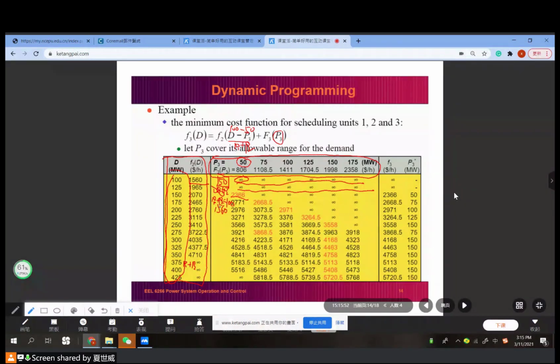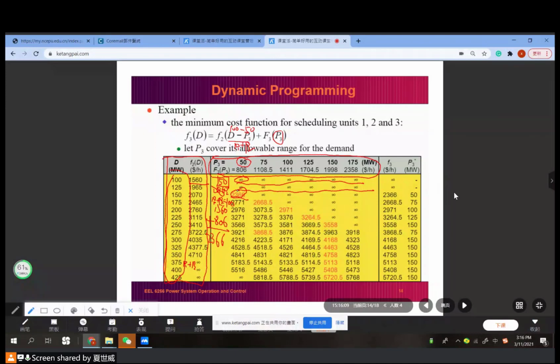1,565 and 560, and P3 equals 50. Their fuel cost is 806. So the total summation is 663, 2,366. So this is the number.